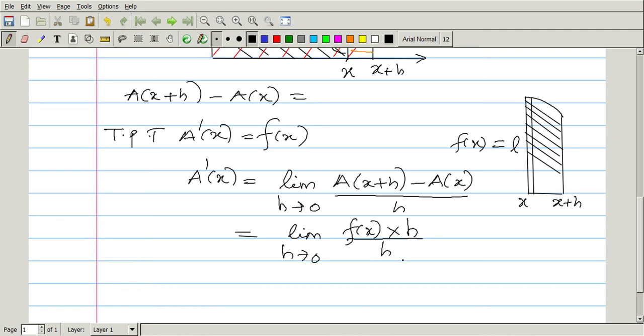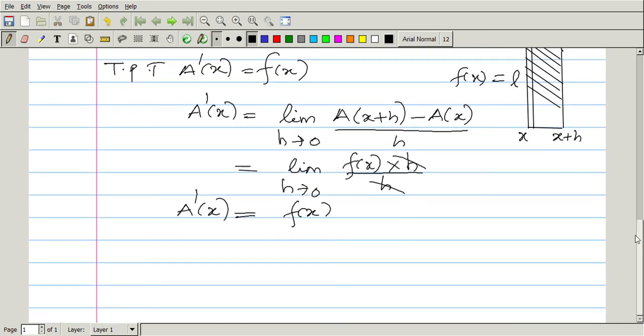So how will it be? H nicely gets cancelled, and since in f of x there is no term in h, I'll simply get the answer as f of x itself. So basically I'll get A dash x is equal to f of x. That makes the point: the derivative of the area function is equal to the function, where the area is below that particular function and the x-axis. That proves the particular theorem.